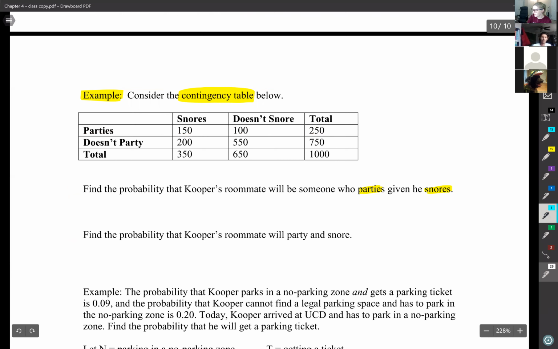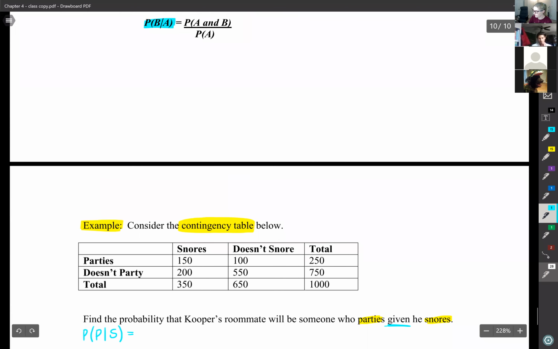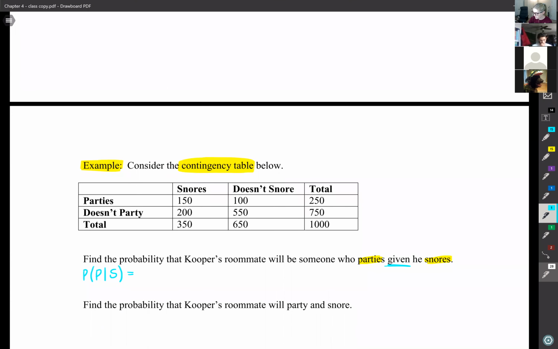Okay, so find the probability that Cooper's roommate will be someone who parties given he snores. So remember I said keyword given. So when you see the word given, it's a conditional probability problem. So what we're looking for is the probability that his roommate will be someone who parties given that he snores. So I'm just abbreviating parties to P and snores to S. And using our formula up here, this is equal to the probability of P and S.